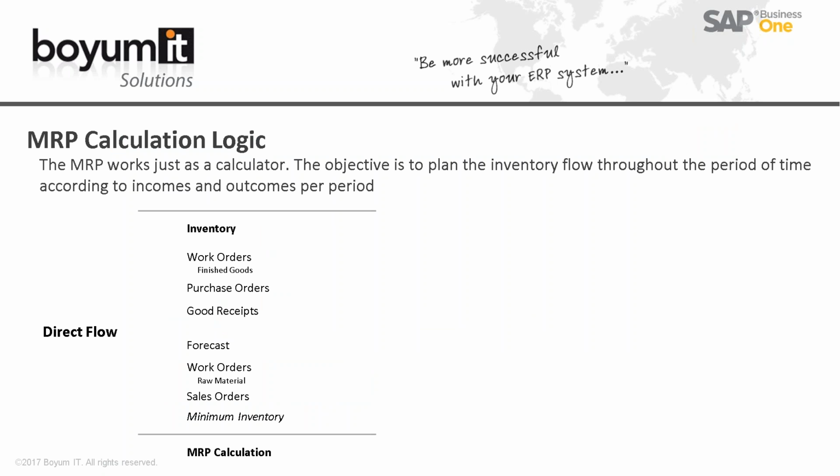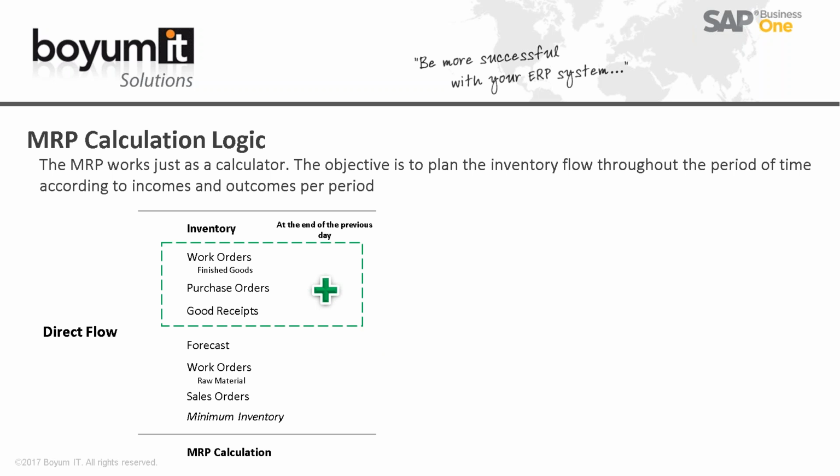Think about the MRP just as a calculator. I mean, the objective is to plan the inventory flow throughout the period of time according to our incomes and outcomes in the period. For example, work orders, the inventory, the purchase orders, good receipts that we have, a forecast, sales orders, as you can see on the left side of the screen. So there are some things that can sum to the inventory, and there are some things that can reduce from the inventory.